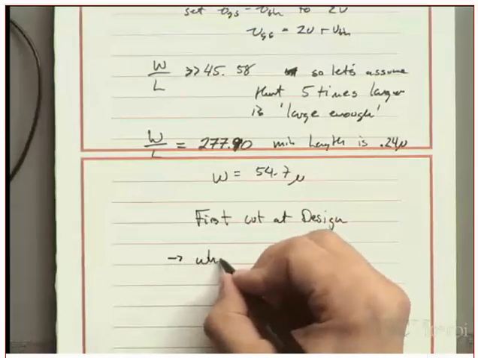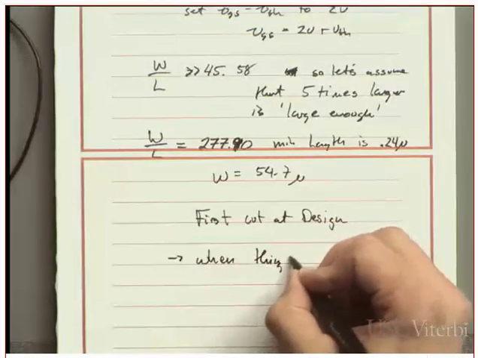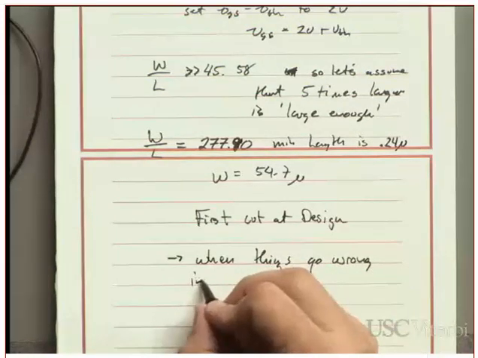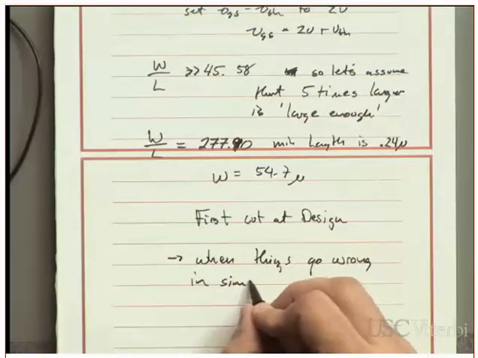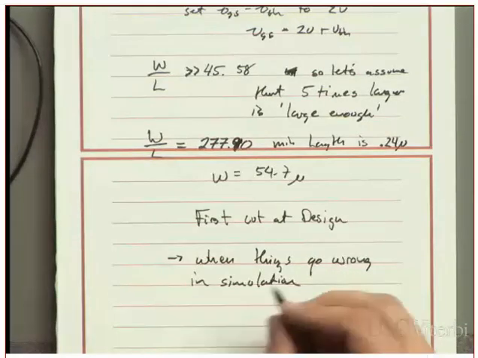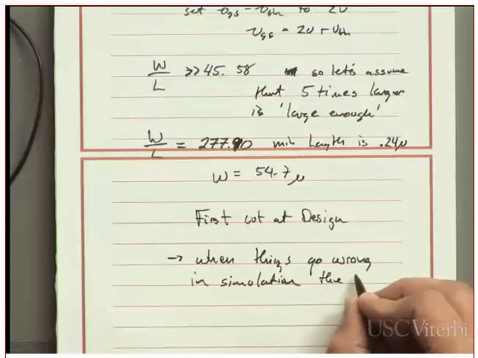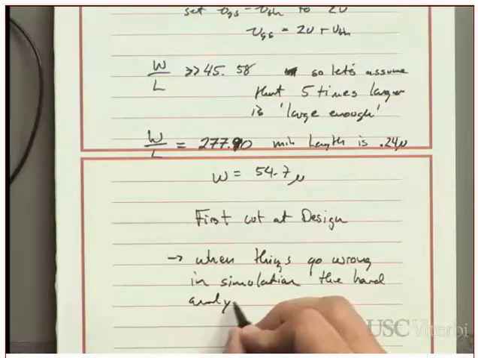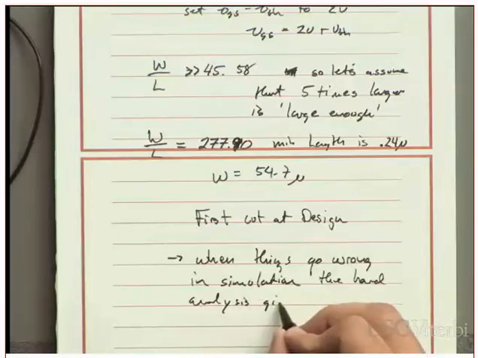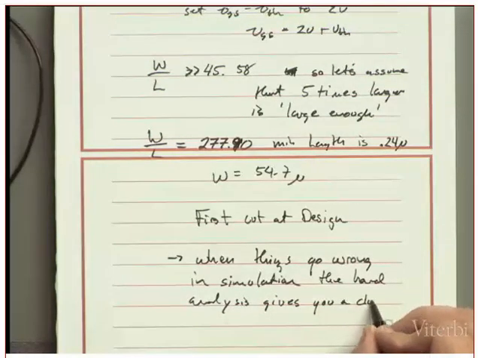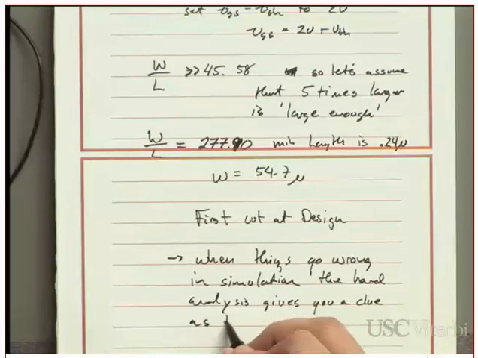So when things go wrong in simulation, I'm going to go back and look at this stuff and see if I can figure out what is causing whatever trouble I'm having in the simulation. So basically when things are wrong in simulation, the hand analysis gives you a clue as to what could be going wrong.